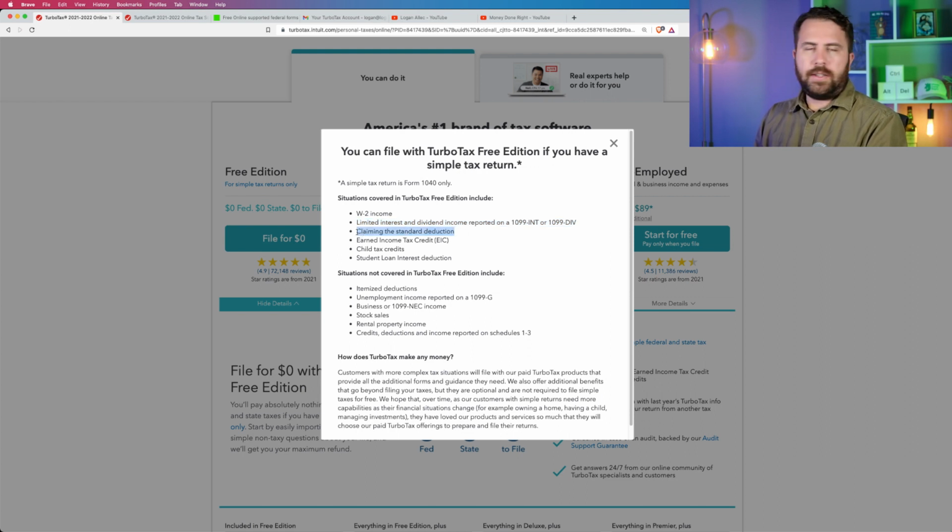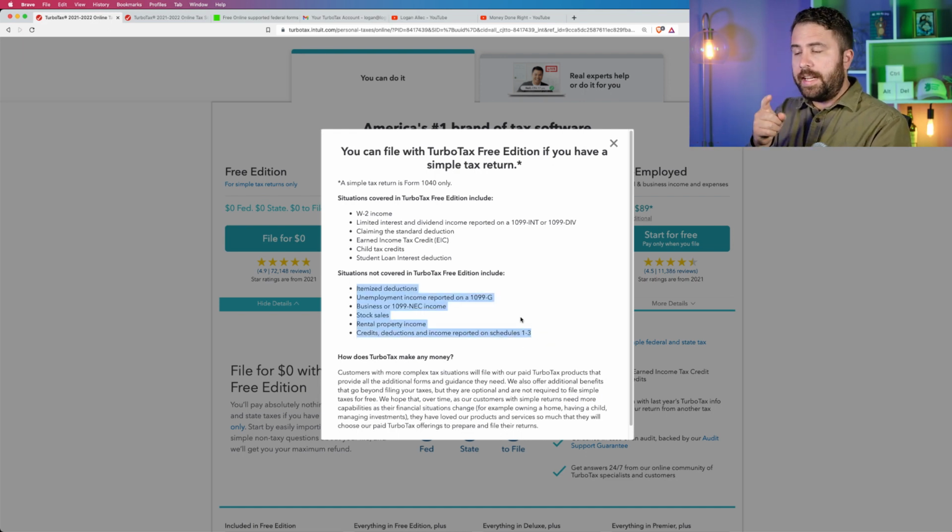Claiming the standard deduction, so you can't claim itemized deductions and use the TurboTax free edition. You can claim the earned income tax credit. You can claim child tax credits, and you can claim the student loan interest deduction. I think this is new. I think last year, or maybe the year before, I don't think you could use the TurboTax free edition with the student loan interest deduction. There are these things down here that if you have stuff like this, you can't use the TurboTax free edition.